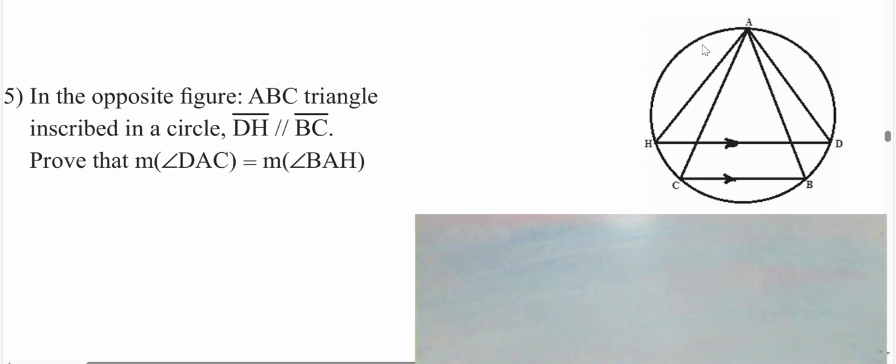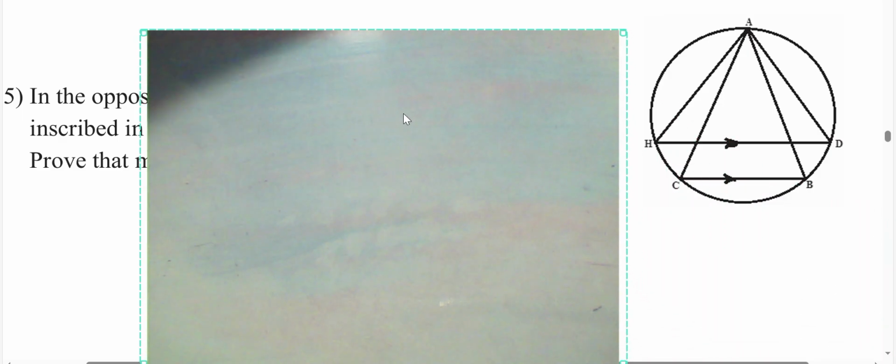The opposite figure: ABC is a triangle inscribed in the circle. Okay, and we have HD parallel to CP. The measure of arc HC will be equal to the measure of arc BD, and we have two angles here that will be equivalent. Angle DEP, this angle will be equal to this angle, and I will add together the measure of angle CAP to the left hand side and right hand side to find the answer. Okay.